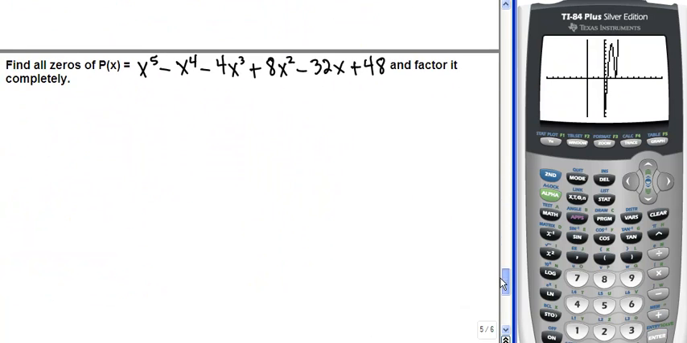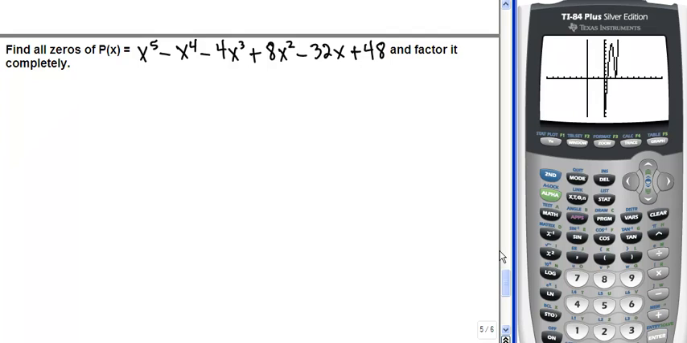Okay, last page here. Find all the zeros of this fifth degree and factor it completely. So let's go ahead and see what we've got. This is a big fifth degree, and it doesn't have a GCF like the last example did. So trying to factor this right from the start is probably not going to lead you very far. So what we're going to have to do is probably break out the calculator to help us get a feel for what some of these zeros must be.